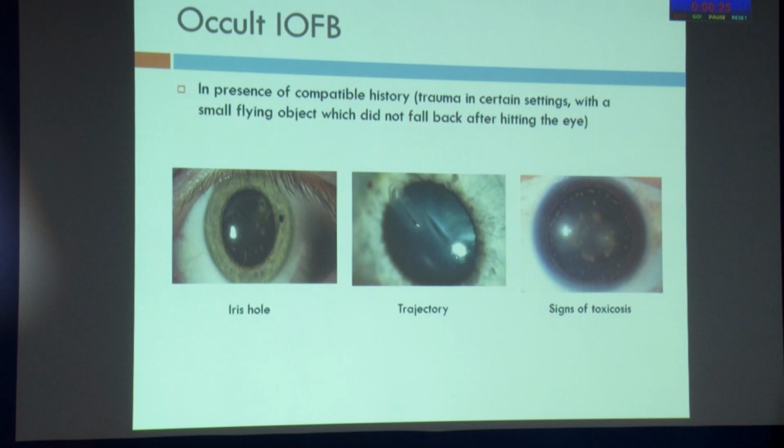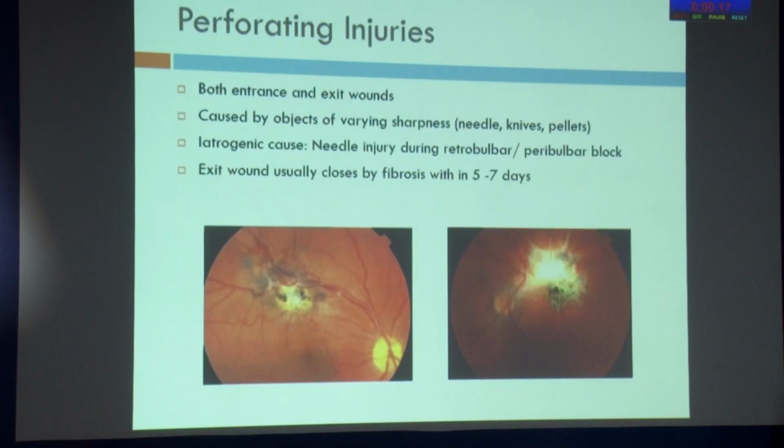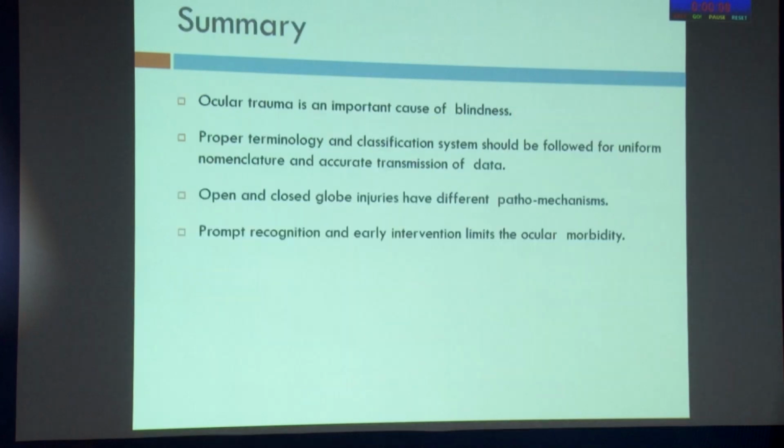These could be iris holes. There could be signs of toxicity like siderosis. You can actually see brownish discoloration of the lens, of the cornea, etc. Lastly, as we already discussed, perforating injuries are when there is both an entrance and an exit wound, and the exit wound usually closes by fibrosis within 5 to 7 days.